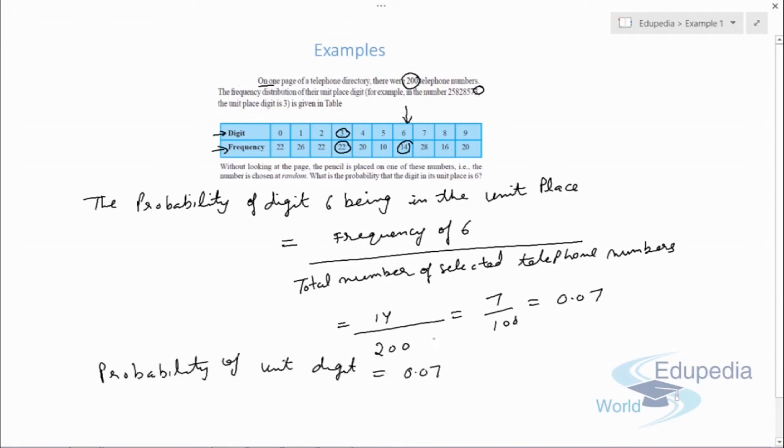This is how we have to solve probability questions when the table is given. So let's move on to the next example.